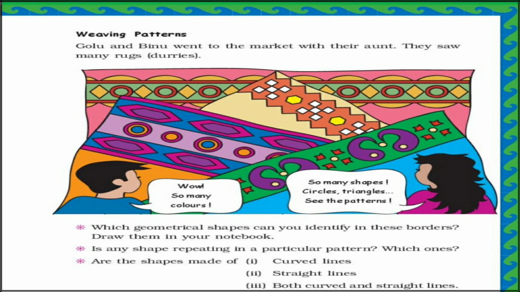Here you can see the weaving patterns. Let us know about the weaving patterns. Golu and Binu went to the market with their aunt. They saw many rugs. Rugs are known as daris. Golu says, wow, so many colors. Binu also says, so many shapes. Circles, triangles. See the patterns.